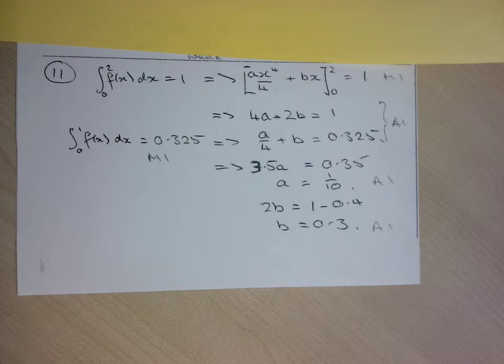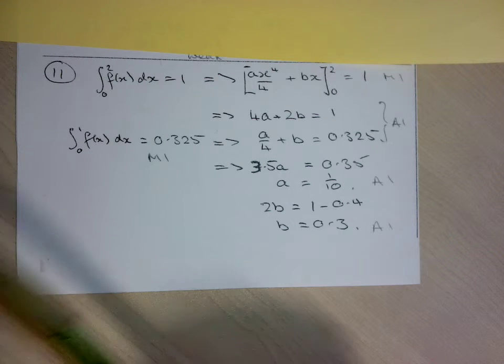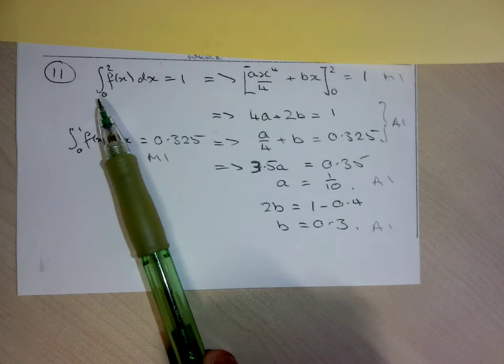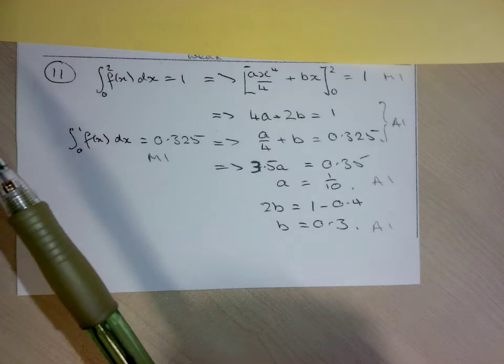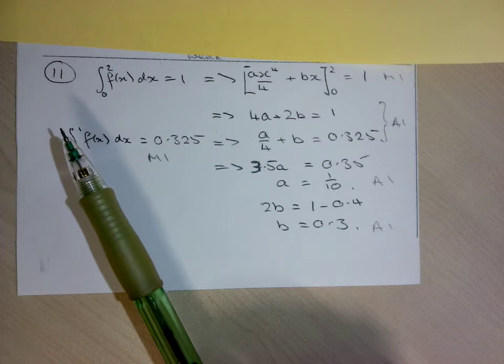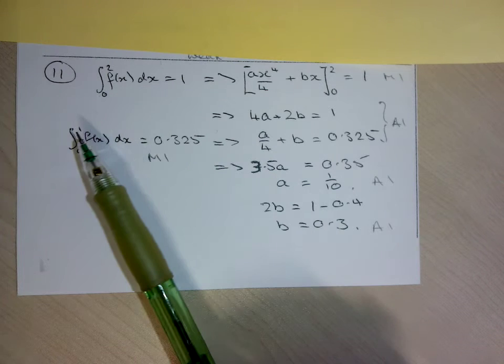Okay, question 11, the probability density function question. It's a continuous random variable, so I know that all of the stuff going on here is to do with integration. And the first question asks me to show that A is 0.1, B is 0.2. So I use two bits of information.